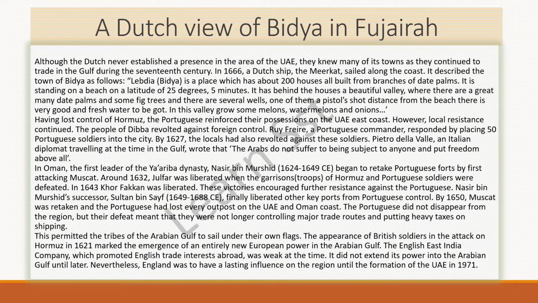Having lost control of Hormuz, the Portuguese reinforced their possessions on the UAE east coast. So it was not that they were just happy to leave the region and go away, they didn't want to just do away with this region. However, the local resistance continued. The people of Dibba revolted against the foreign control. Then the Portuguese commander Ray responded by placing 50 Portuguese soldiers into the city. So by 1627, the locals had also revolted against these soldiers.